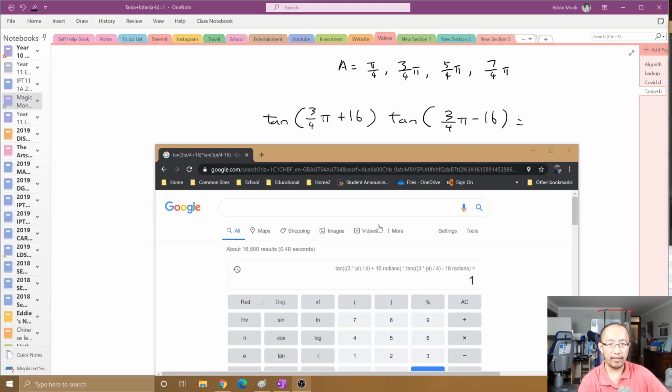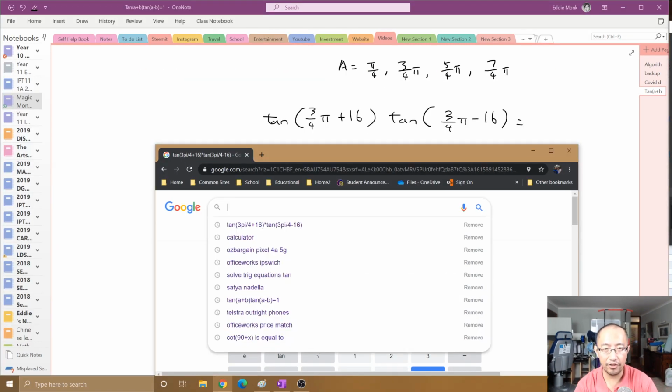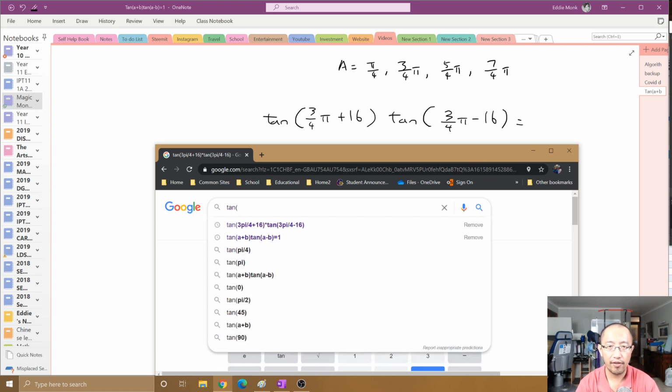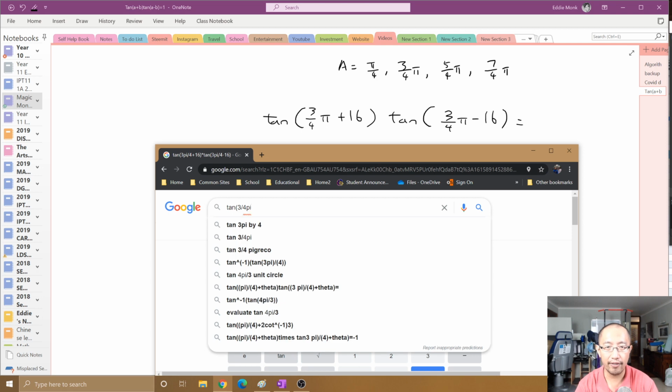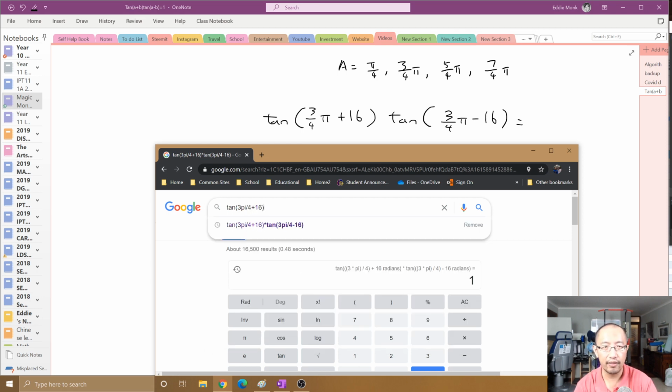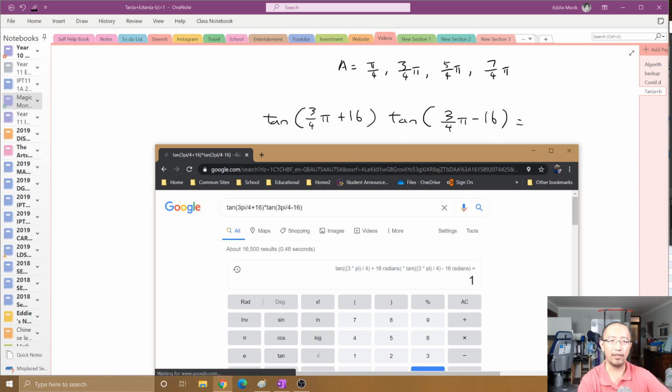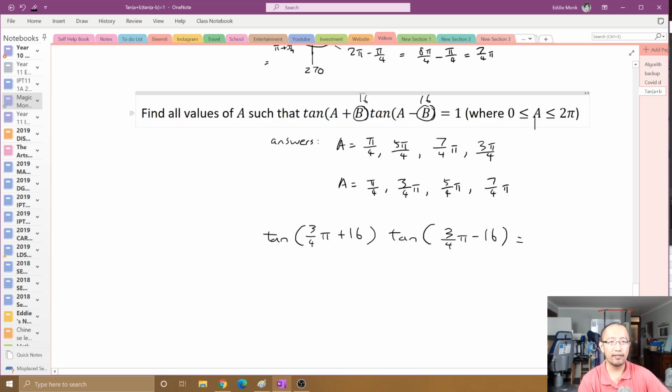So the quickest way to type this in is to go to Google and type in tan bracket 3 pi divided by 4 plus 16 times tan bracket 3 pi divided by 4 minus 16. Just type it in and see what it equals. And it equals 1. All right, so there you go. That's the answer. These 4 values are the answers.